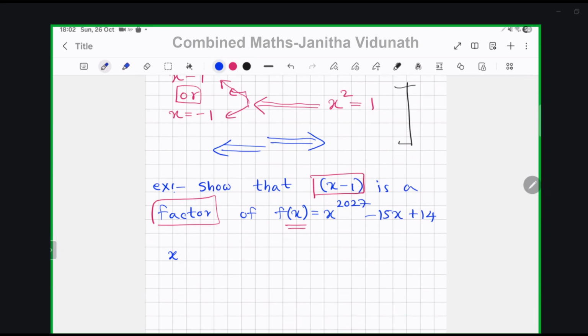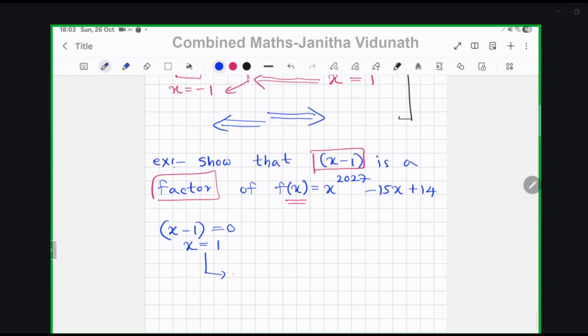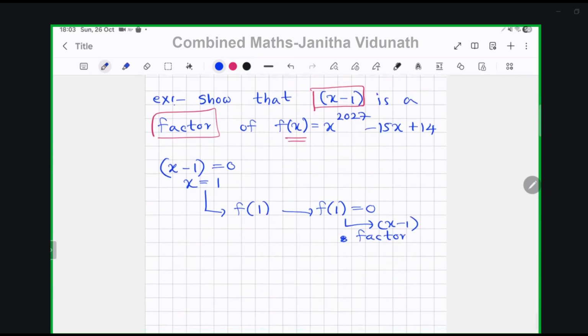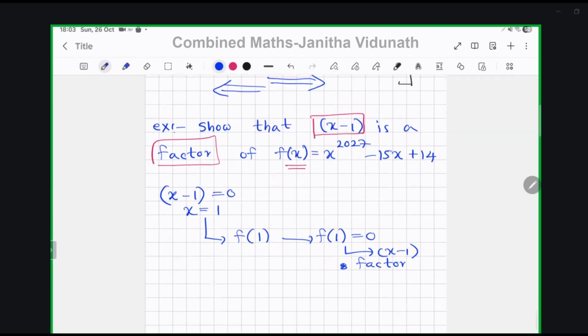And according to the factor theorem, we need to set x minus 1 equal to 0. From that, we will get x equals 1. Then we need to find f(1). If f(1) is equal to 0, then we can say x minus 1 is a factor of the given function.